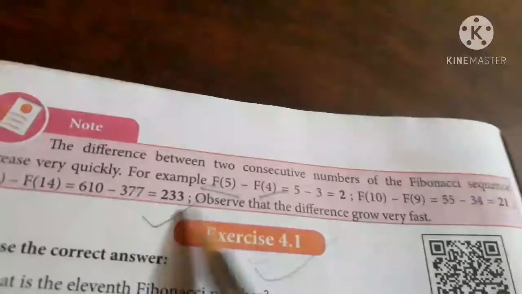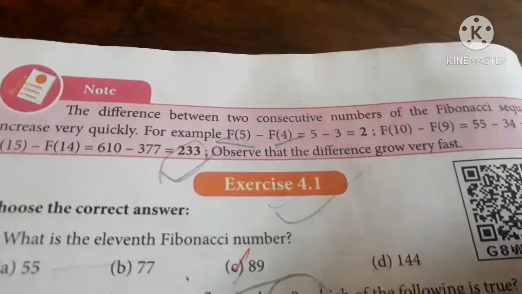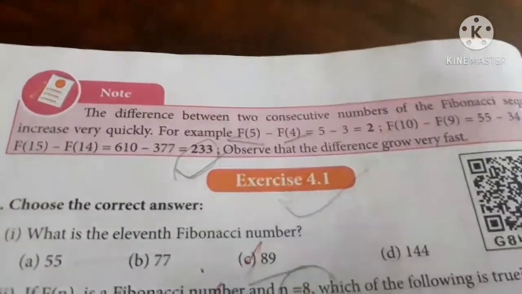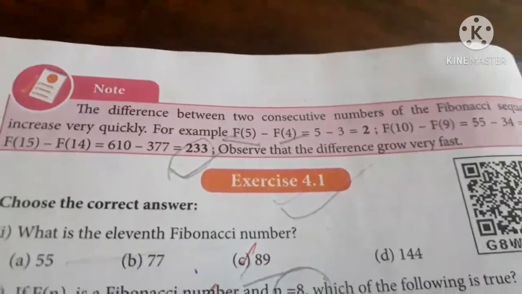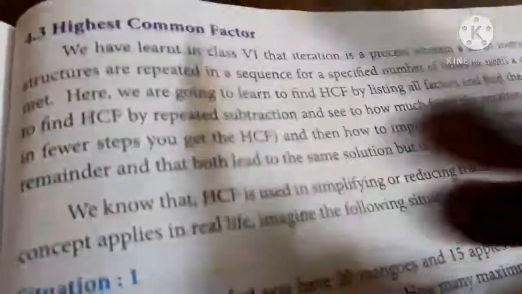This is 21, but again it suddenly rose up to 233. Like that it goes on. So from the table only you can write the answers. So it is 97. Then we are going to see about highest common factor.